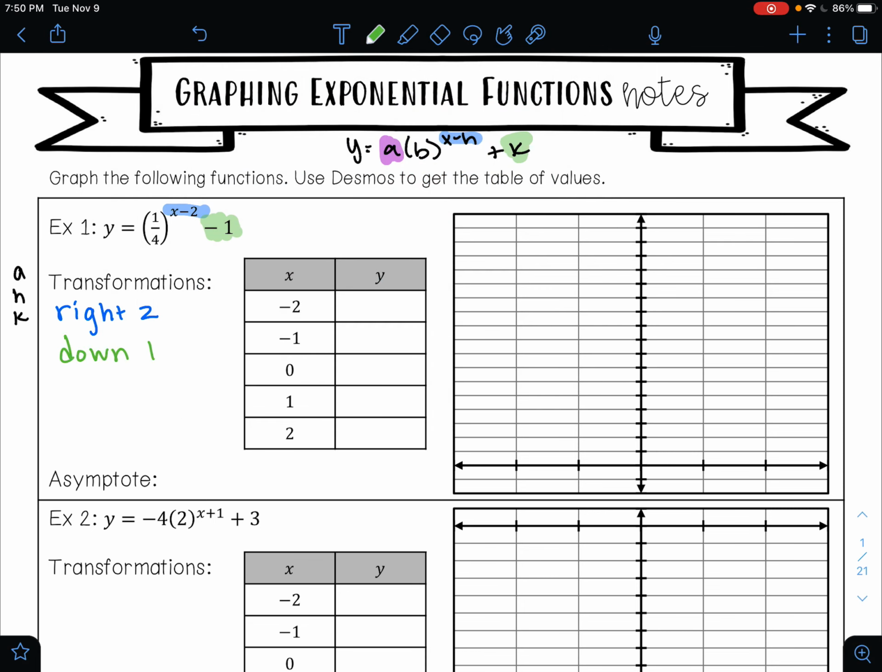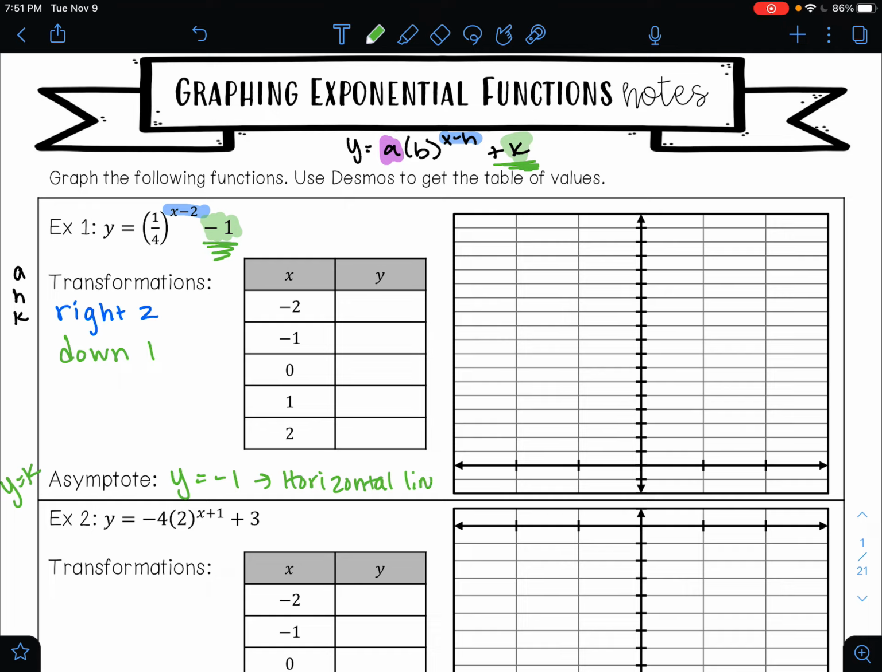Your asymptote is the line where your curve approaches more and more closely. Your asymptote is always of the form y equals k. Remember, k is that number on the end. So whatever that number on the end is, that is what your asymptote is equal to. Your asymptote is always an equation. So here that's going to be y equals -1. We learned earlier this year that whenever you have y equals a number, that is a horizontal line.